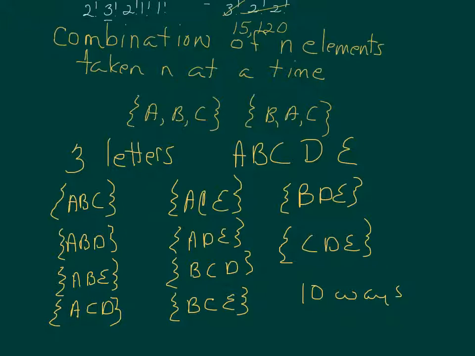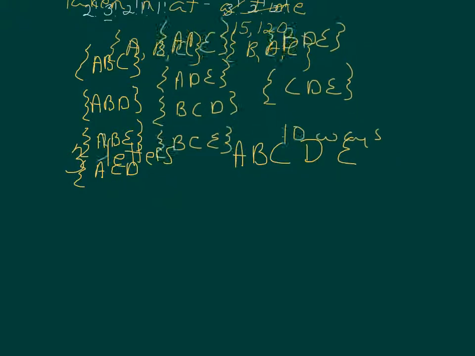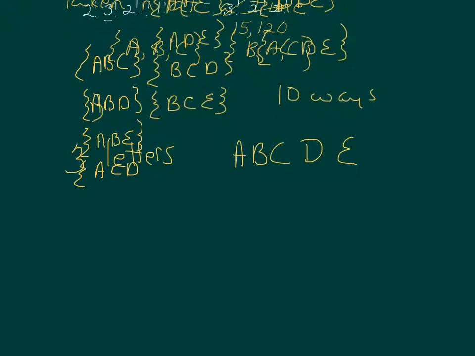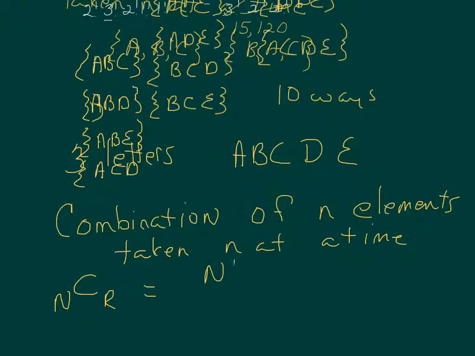So the formula, when you have n elements taken r at a time, the combination of n elements taken r at a time is nCr, where that equals n factorial over n minus r factorial times r factorial.